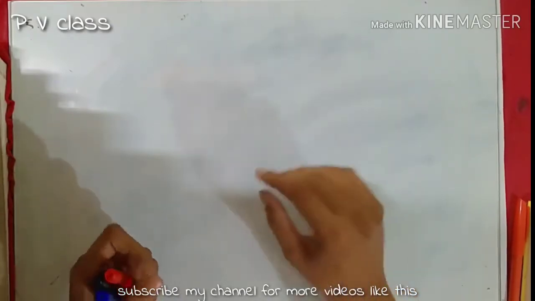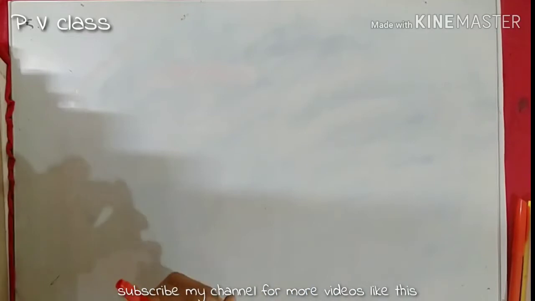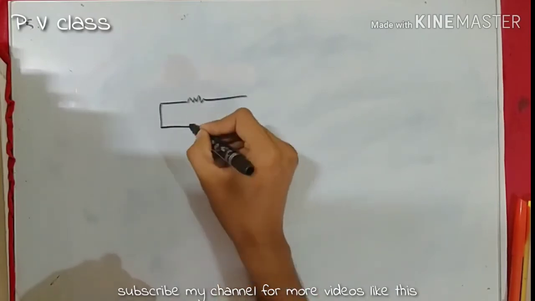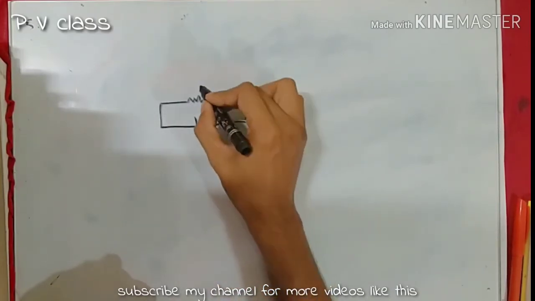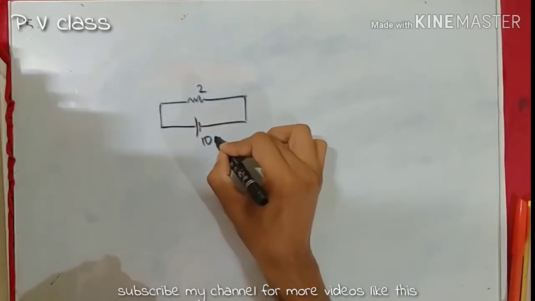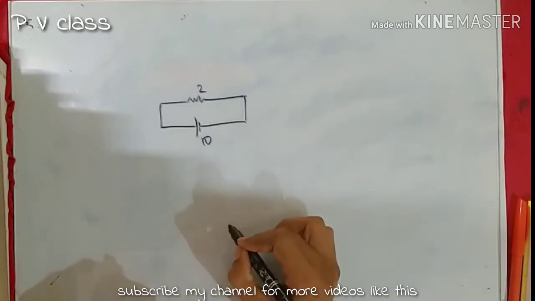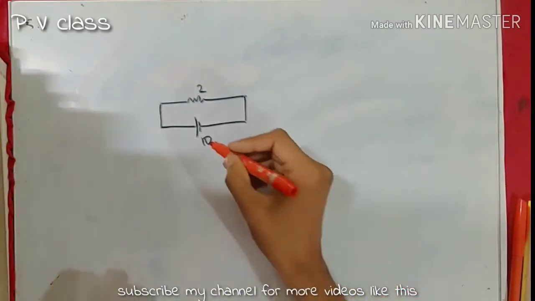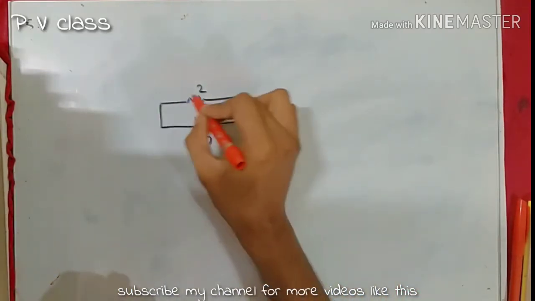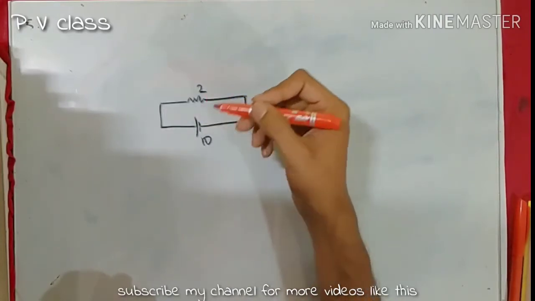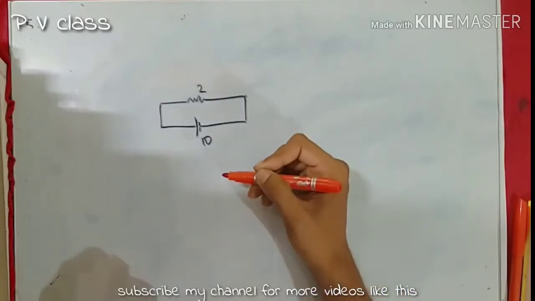For that, we'll start from the very basics. Now we have a circuit like this. This is a circuit with a 2 ohm resistor, and let's assume we have a 10 volt battery connected to it. This 10 volt battery is applying a potential difference on this resistor, which causes current to flow through the resistor.